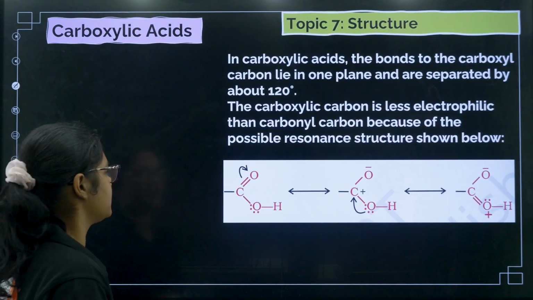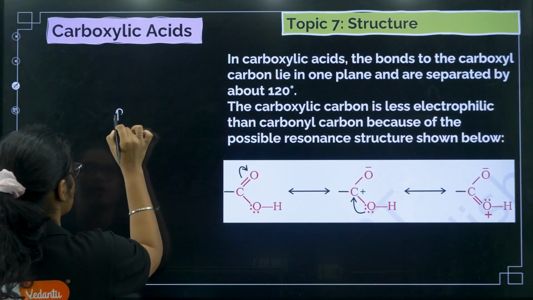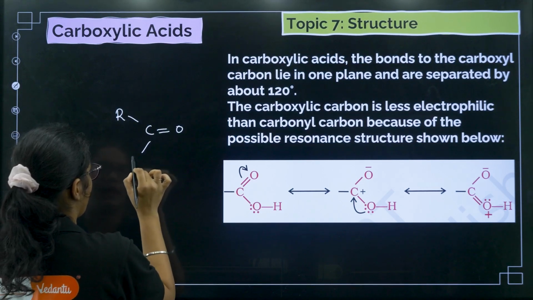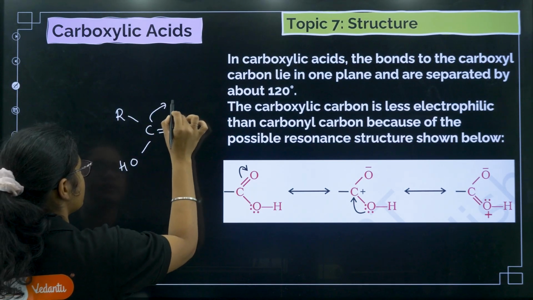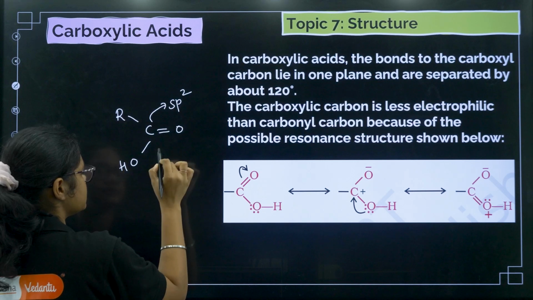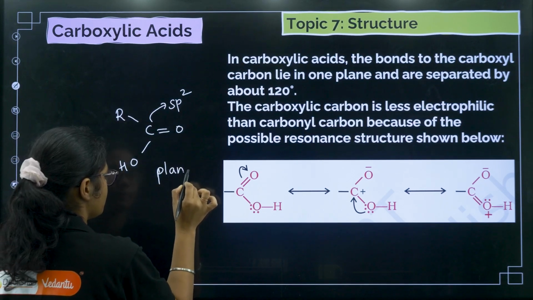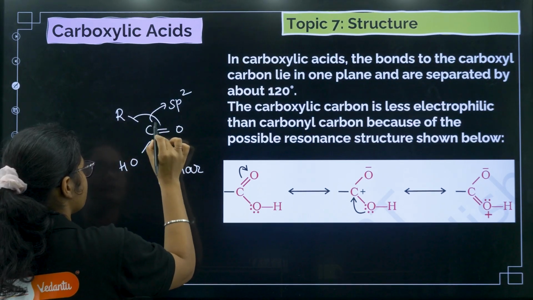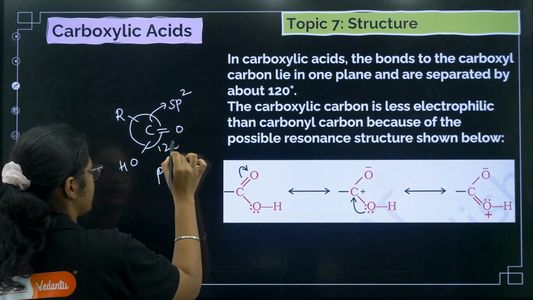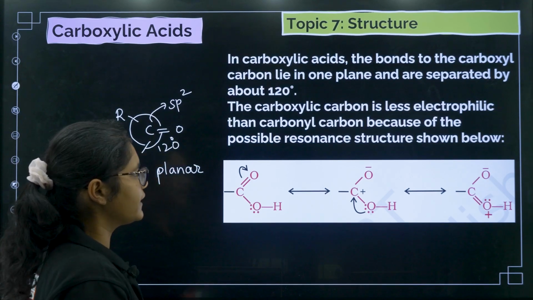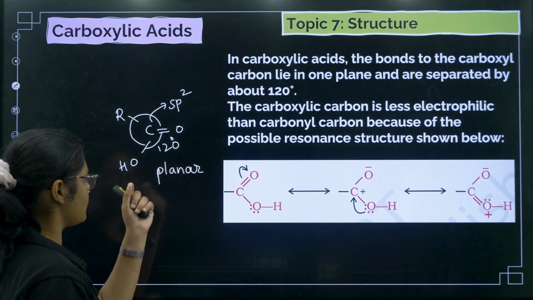Now moving towards the structure. If you see, this is the structure. You have R, C double bond O and OH, right? So this is an sp2 hybridized carbon. So this molecule is a planar molecule. Okay, planar molecule, and if you see, the bond angle is 120 degrees.